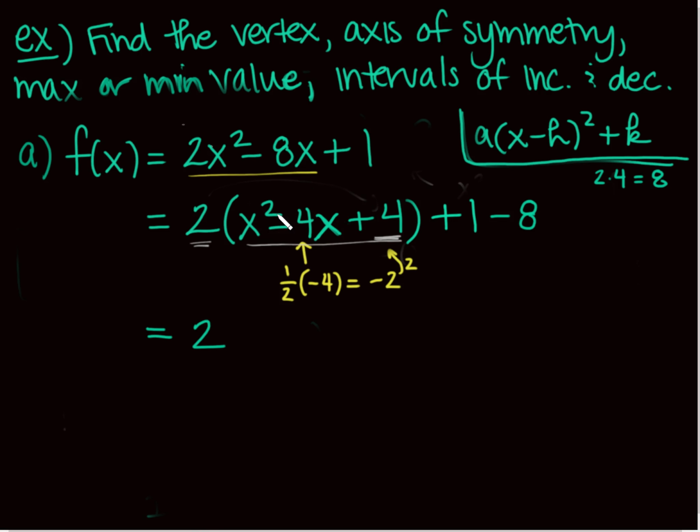So this part right here is going to be a perfect square, right? It's going to be x minus 2. That's what I squared, right? I squared negative 2, quantity squared, and then 1 minus 8 is minus 7. And look how beautiful this is.